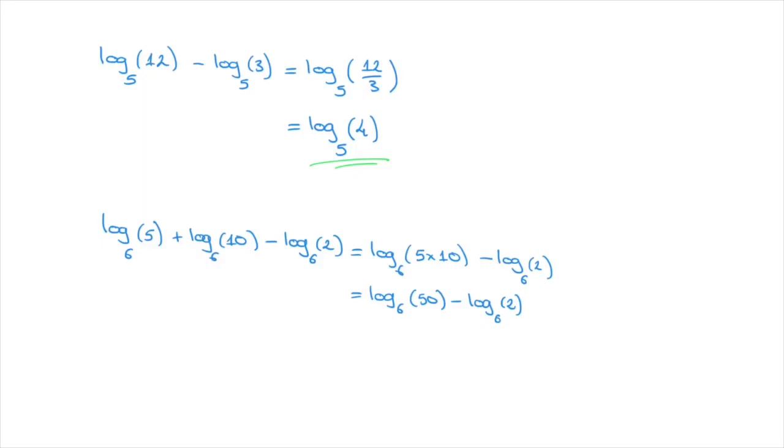So we can use the subtraction rule now to state that this equals log base 6 of 50 over 2. And finally, since 50 divided by 2 is 25, we can state that this equals log base 6 of 25. And that's the answer. We've just simplified this logarithmic expression. And that's how the subtraction rule for logarithms works.